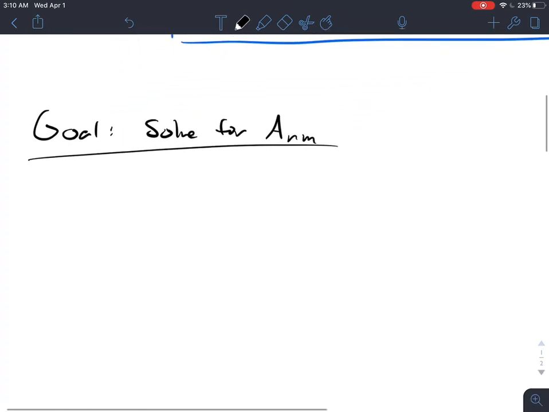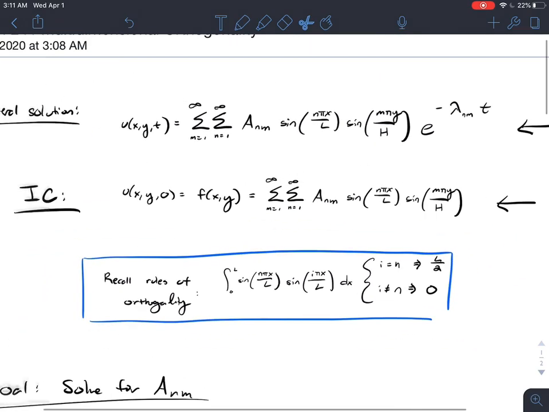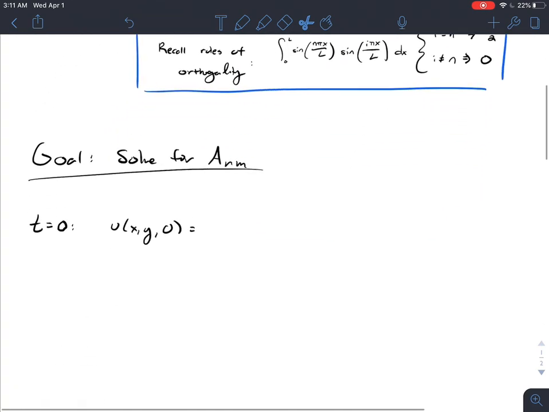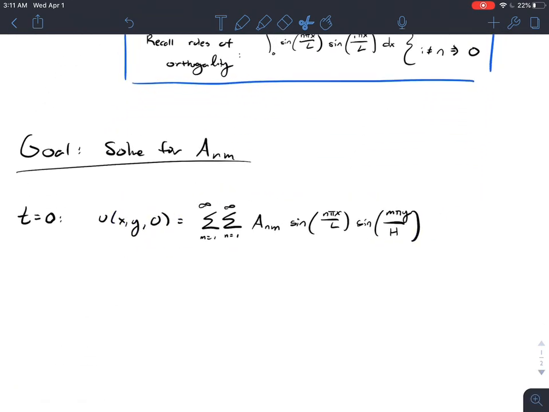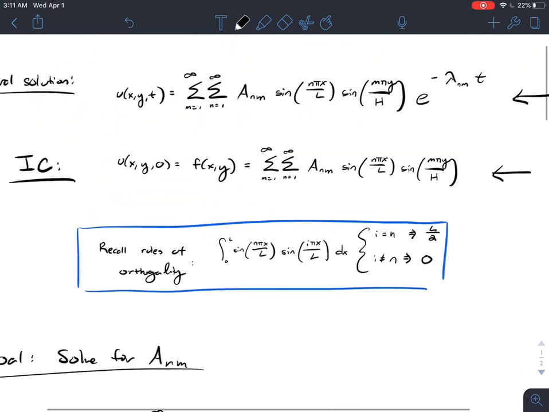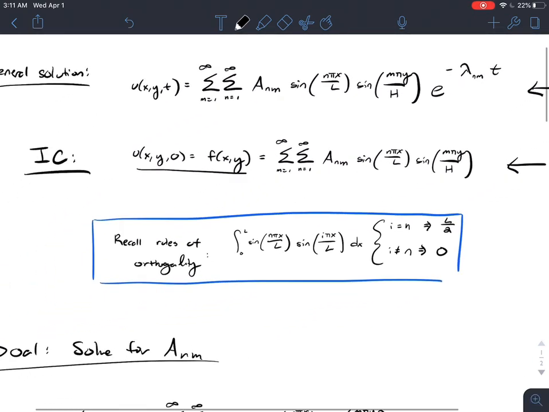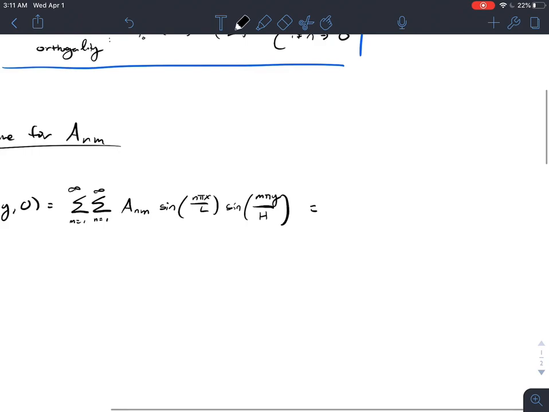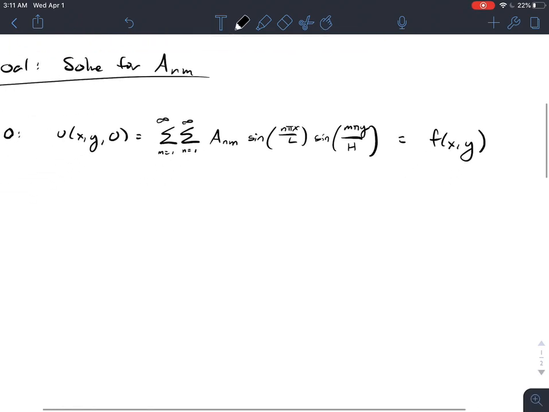So the first thing we're going to do is evaluate at time equals 0, such that we get u(x, y, 0) is equal to everything up here except e raised to the 0, because that's raised to the time. And then we equate that to the initial condition noted here, equals f of x, y.